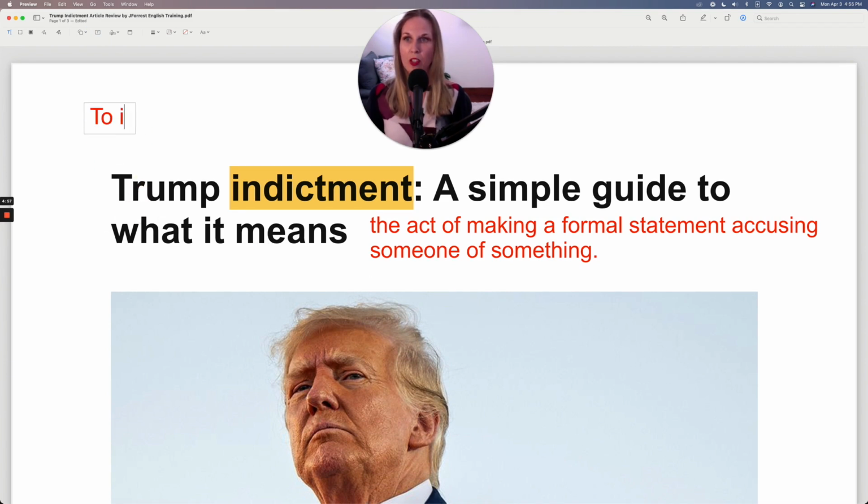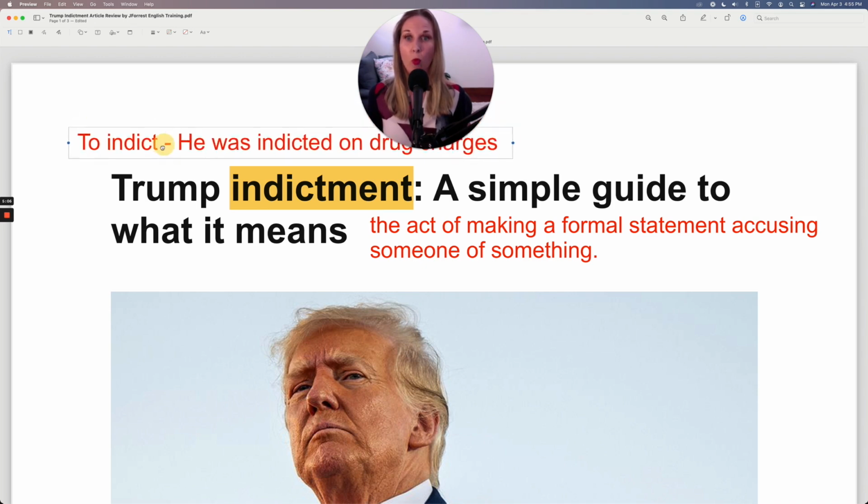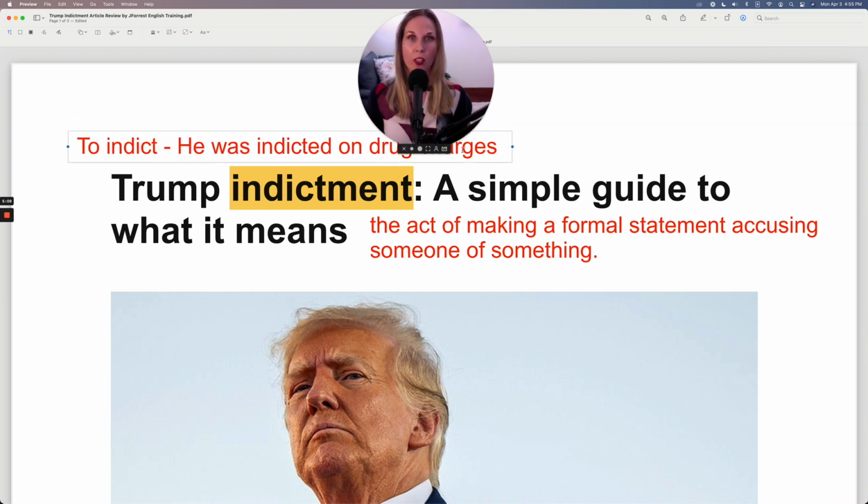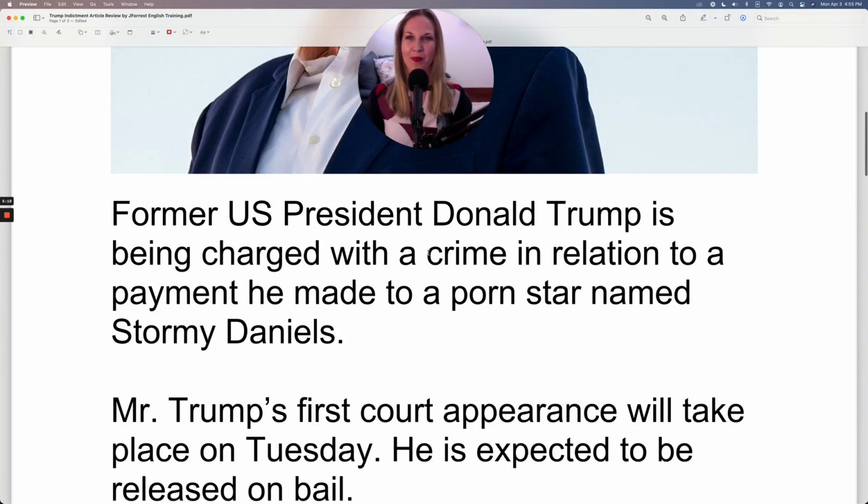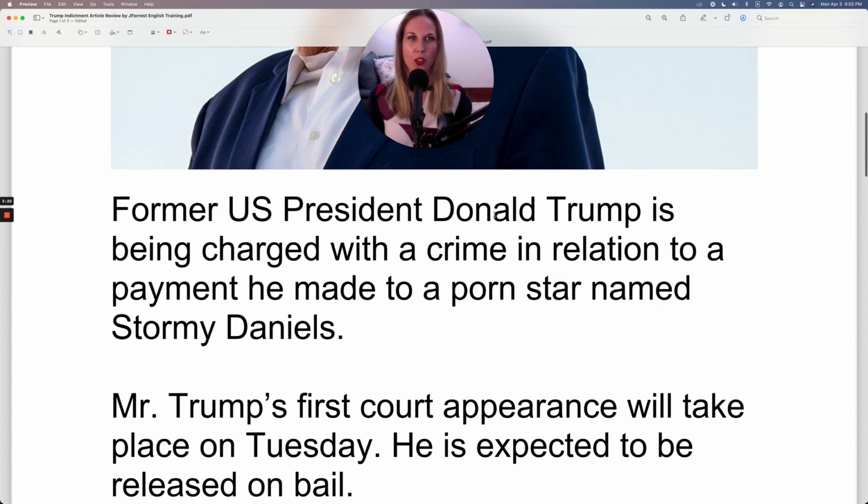So the verb is to indict, pronunciation, indict, to indict. So as an example, he was indicted on drug charges. Now, this is not what Donald Trump was indicted of. So let's find out what the charges are. Former U.S. President Donald Trump is being charged with a crime in relation to a payment he made to a porn star named Stormy Daniels.